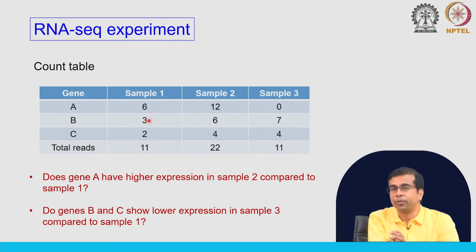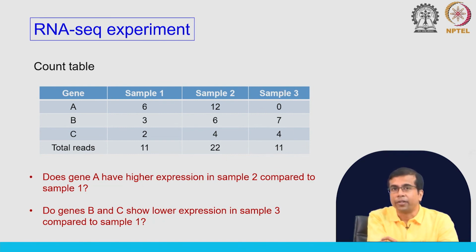So, what we usually can do is account for this total number of reads, and look at the fraction of reads mapping to the genes compared to the total number of reads. This is something that we will discuss next.